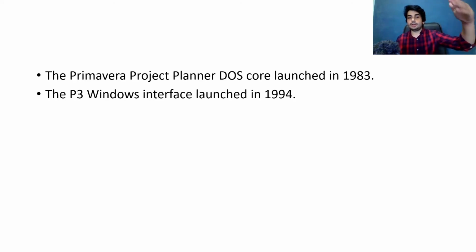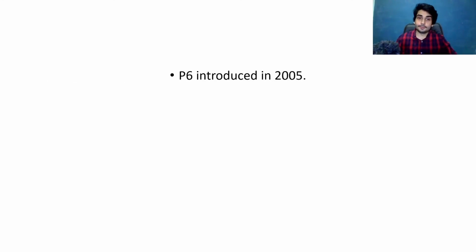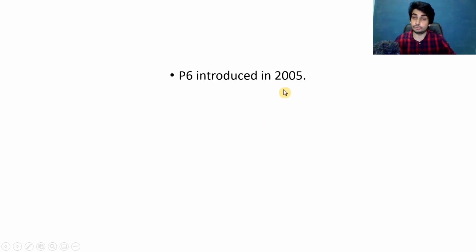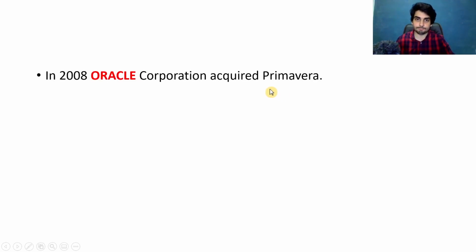Then later on in 1994, when the computers got updated, there was a need of a different version of the software. So they also invented a Primavera P3 Windows interface, launched in 1994. P6 was introduced in 2005. So you can see there's a gap before P6. It was introduced in 2005. So they had Short Track, they had P3, and they had the P6 version.